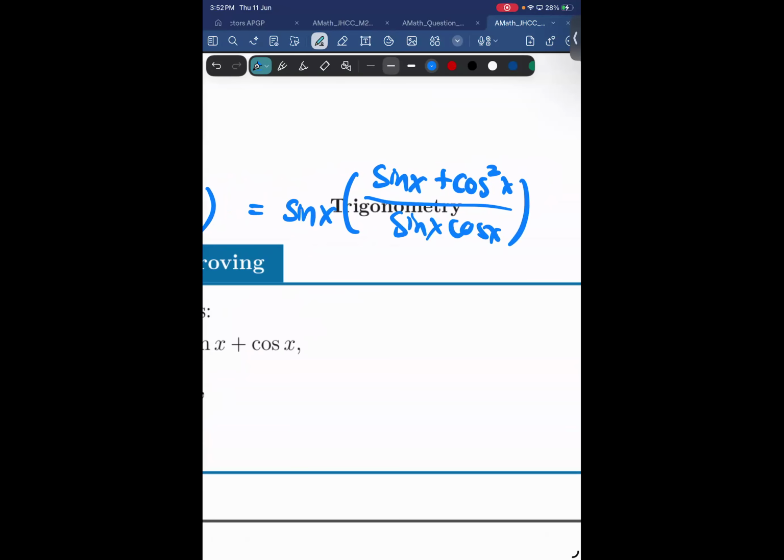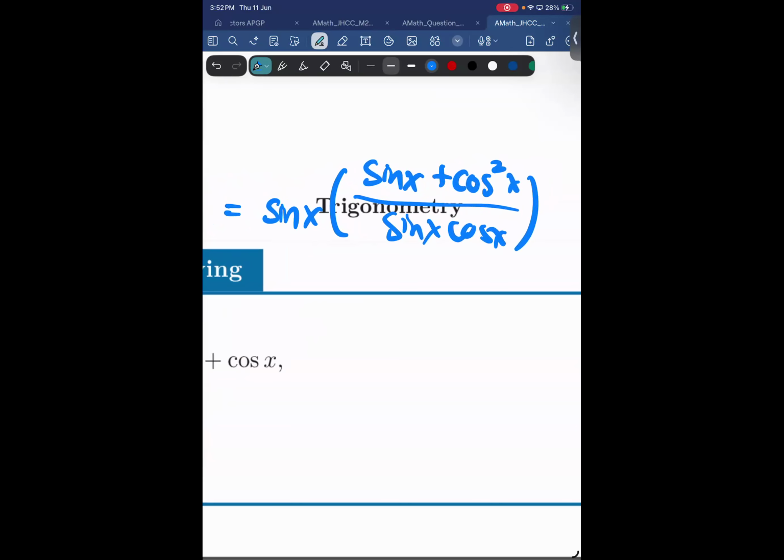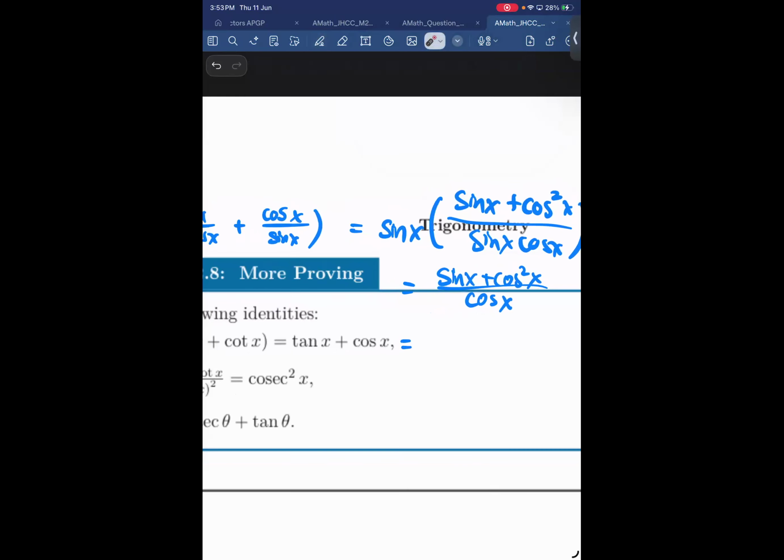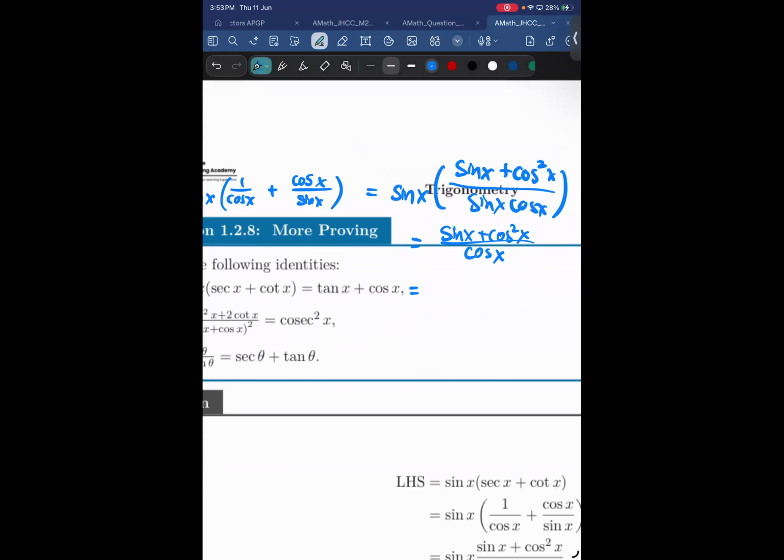Let me see. Then I think I need to multiply sine x. Let me see. Okay, actually, the sine x, these two will cancel. This sine and sine will cancel. So it'll be sine x plus cosine square x over cosine x. Now I think you see the right side has two terms. Here you can also make that be two terms by splitting them up. So sine x over cosine x plus cosine square x over cosine x. So the left side becomes tangent, and for cosine square x over cosine x, one of the cosine x cancels, so it'll be cosine x.